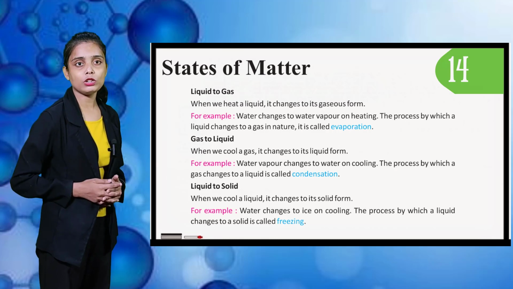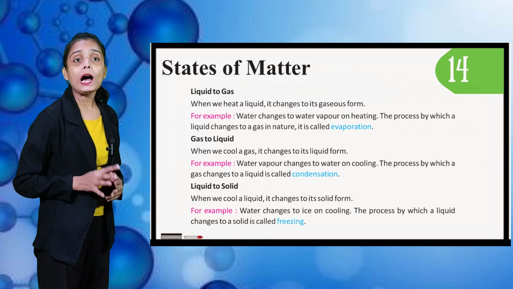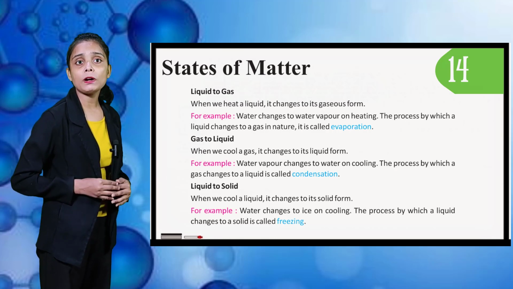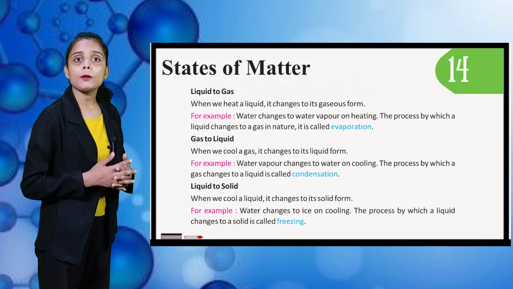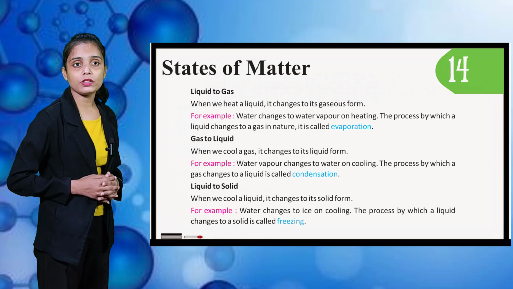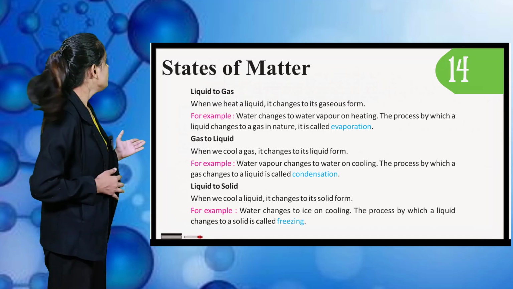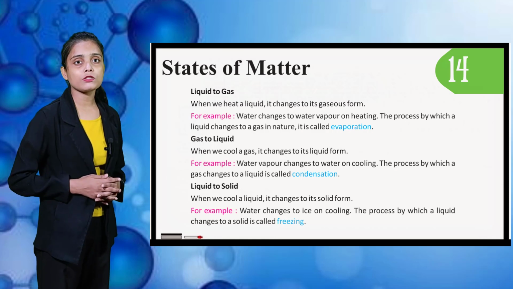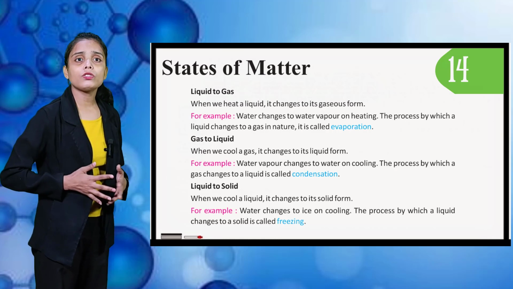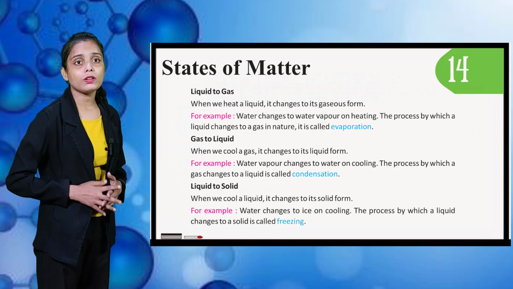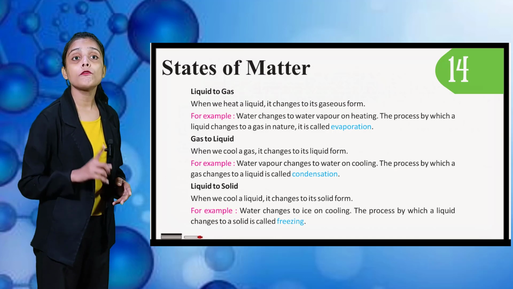Now let's see gas to liquid. When we cool a gas, it changes to liquid form. For example, water vapor changes to water on cooling. The process by which a gas changes to a liquid is called condensation. Now let's see the next, liquid to solid. When we cool a liquid, it changes to its solid form. For example, water changes to ice on cooling. The process by which a liquid changes to solid is called freezing.